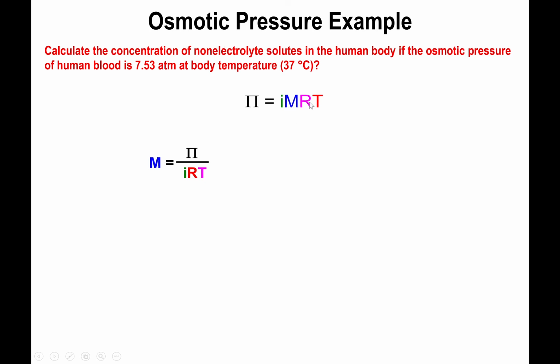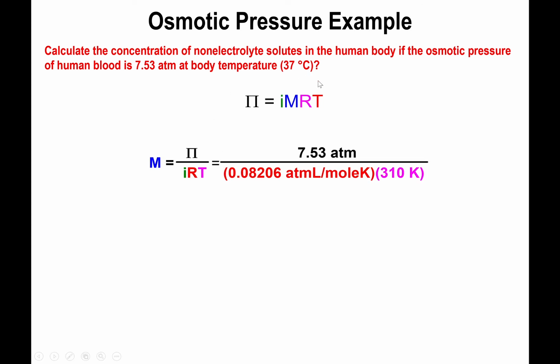So we divide by iRT, and the osmotic pressure we're told is 7.53 atmospheres. The temperature is 37 degrees Celsius. Make sure to change that to Kelvin, so 310 Kelvin is really what you have. And you input the value of R, which is 0.08206 atmosphere liter per mole Kelvin. If you accidentally input 8.3145, the answer will be automatically incorrect. The value of i, as I depicted, is already 1 because this is a non-electrolyte solute, not ionic. So your atmospheres cancel out, your Kelvin cancel out, and you end up with moles per liter, which are the units of molarity. So this is how you go about finding molarity.